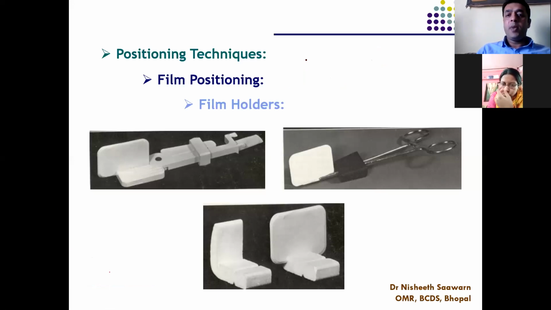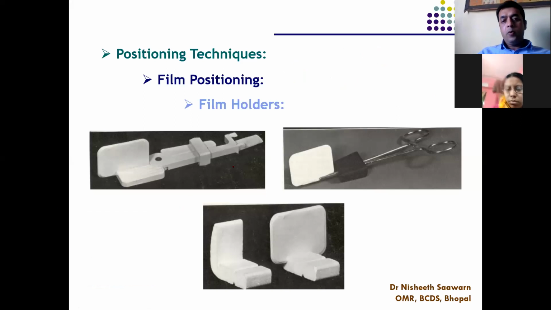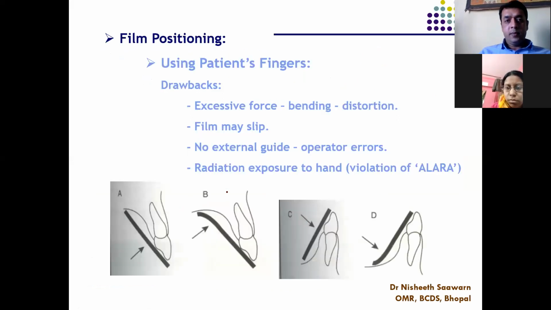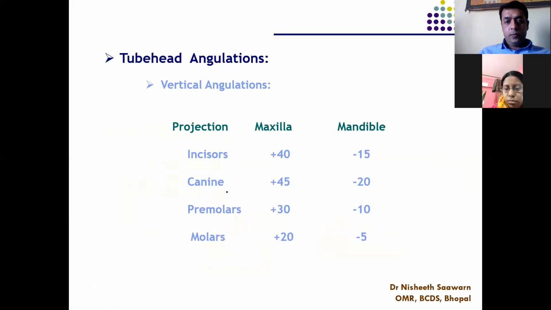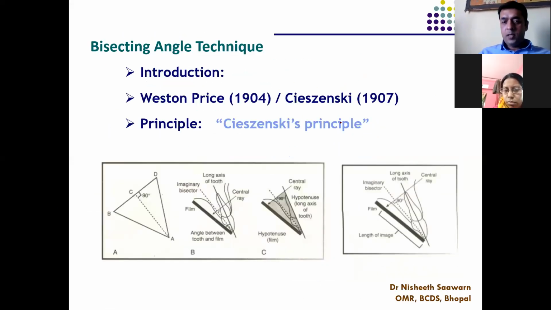This is called a snap a ray film holder. We can use it. Now see what the bisecting angle technique is. It is very easy to use. I'll explain it on a blank slide.